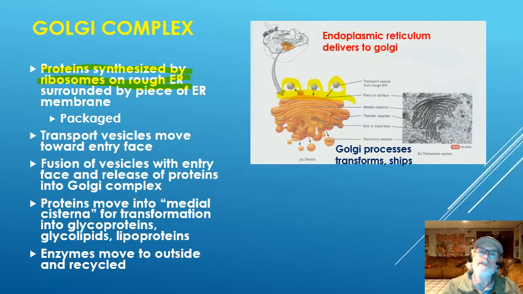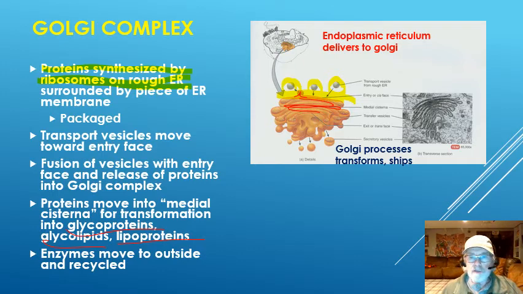Then it deposits what's inside into the channels of the Golgi complex. So the vessels fuse with the entry face and release the proteins into the Golgi complex. The proteins work down this whole tubule through those cisternae. Depending upon what they're being packaged with, they may be combined with other materials to make things like glycoproteins, glycolipids, lipoproteins, and stuff like that.